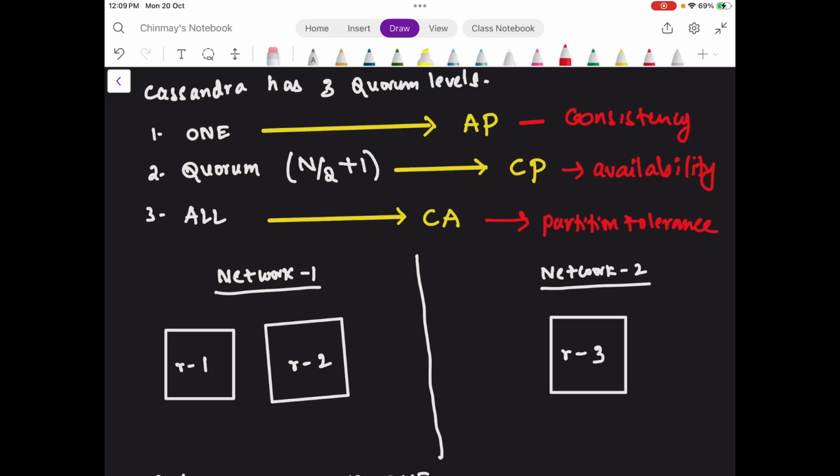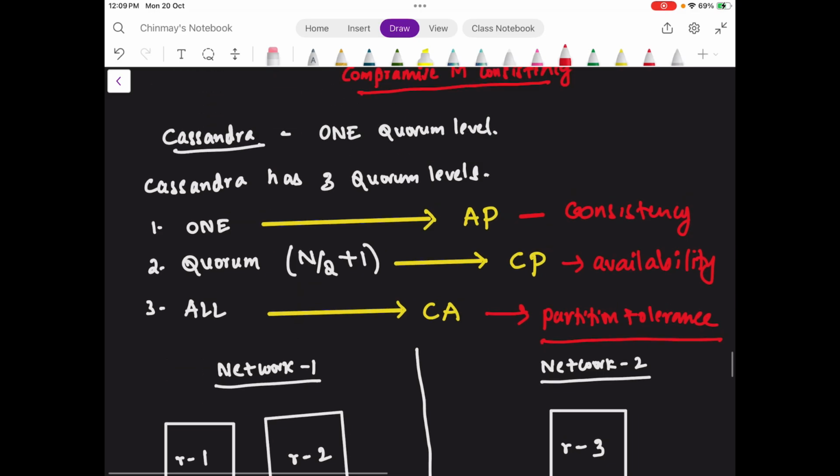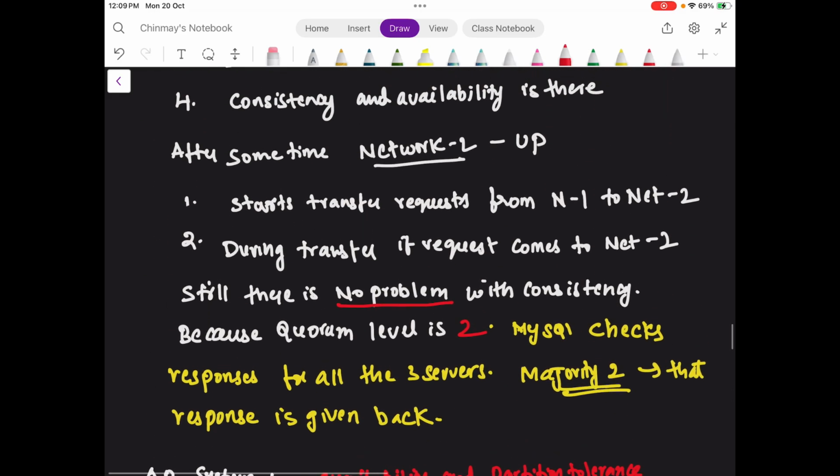So that's why Cassandra has 3 quorum levels. We can tune them based on your requirement. Generally, it is not preferred in production at all. Based on the requirement, you can tune it as AP or as CP. But let's not get confused here.